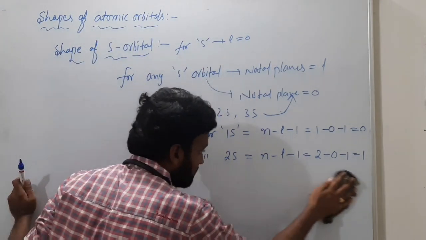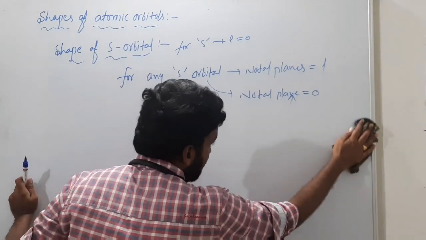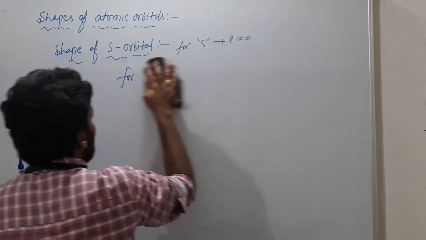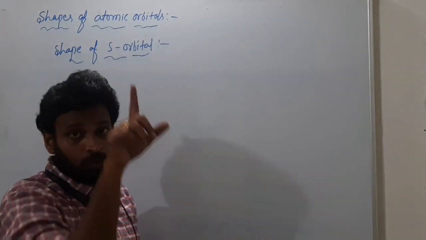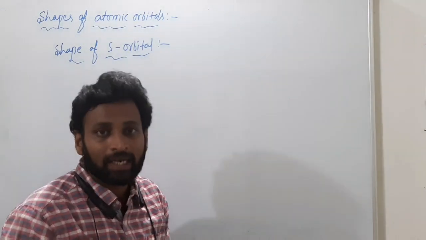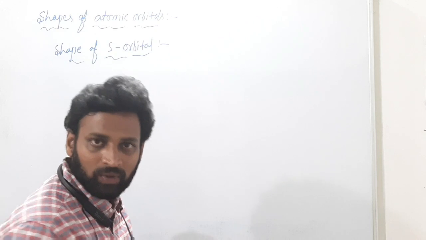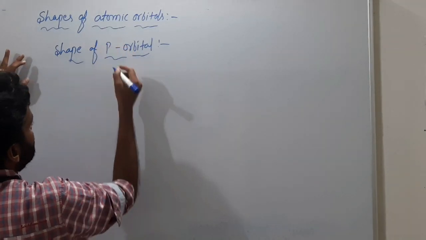What is the shape of s? The shape of s is spherical, which is non-directional, and the s subshell has only one degenerate orbital. Okay, so s can have a maximum of how many electrons? 2 electrons. Do you remember? Like that. And next, the shape of the p subshell.